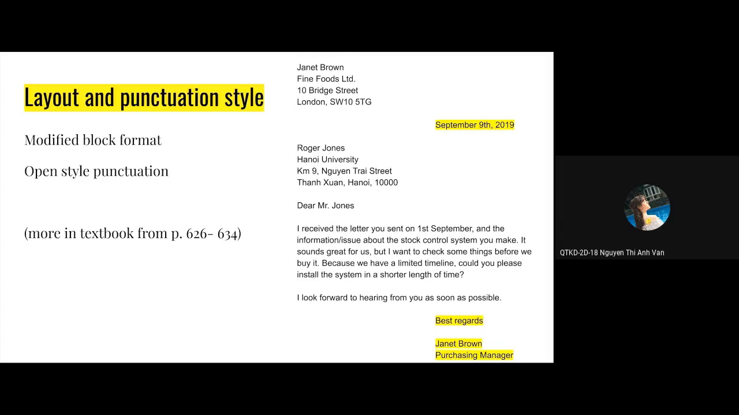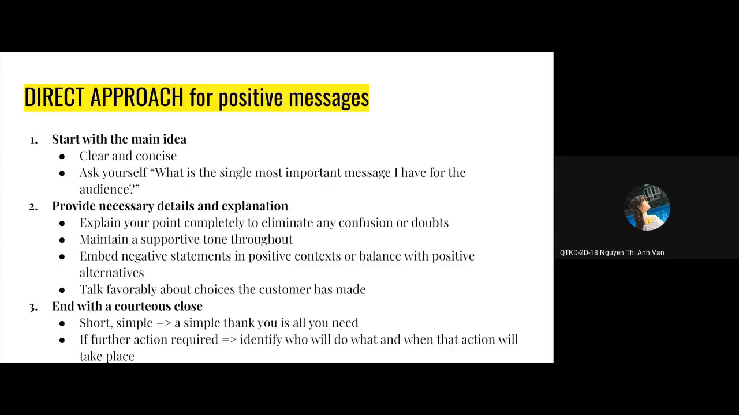All right, so you will write either a positive message or a negative message. For the positive message, it is advised that you write it using the direct approach. The direct approach is easy. You will start with the main idea. Then you provide necessary details and explanation. Then you end with a courteous close. We already had one example during the video lecture, and you also had another exercise to practice how to write the positive message. Is there any question about writing the positive message? Is it clear enough?